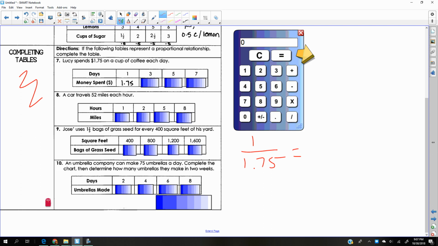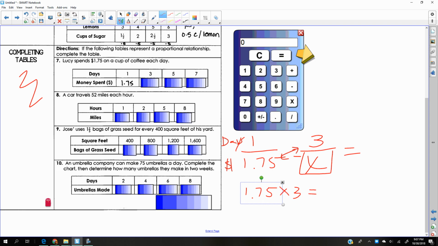And now notice how the days are on the top. You have to keep the same thing on the top and the same thing on the bottom. This is the money. So here she spent 3 days, but we need to figure out how much money was spent in 3 days. Well, to figure that out is very easy. All you need is your calculator. So does 1.75 times 3 equal 1 times x? So that's what we have to figure out.